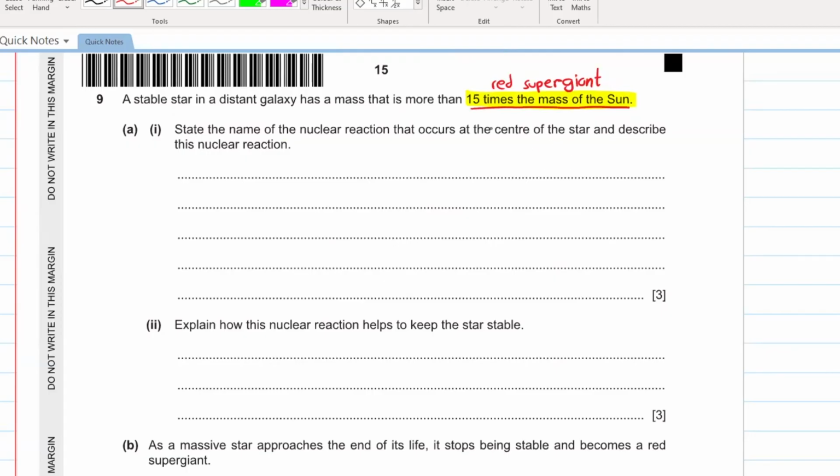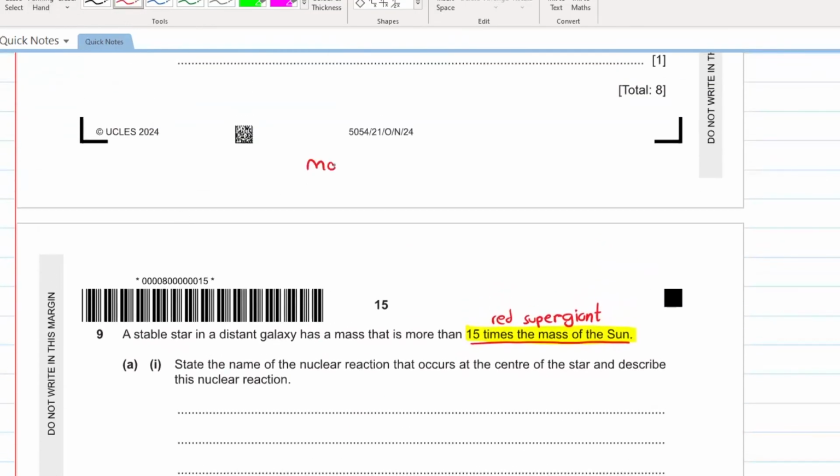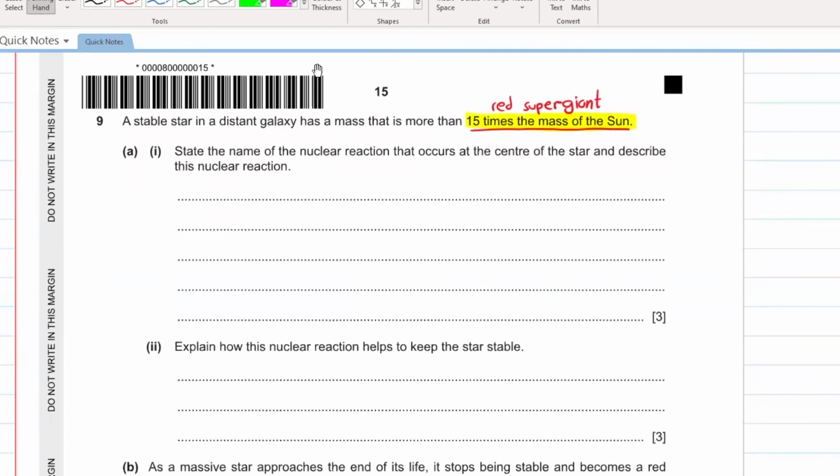Let me write it here on a blank page. If your mass is less than 8 times the mass of the sun, then you will be a red giant star. However, if your mass is greater than 8 times the mass of the sun, you will be a red supergiant. State the name of the nuclear reaction that occurs at the center of the star and describe this nuclear reaction.